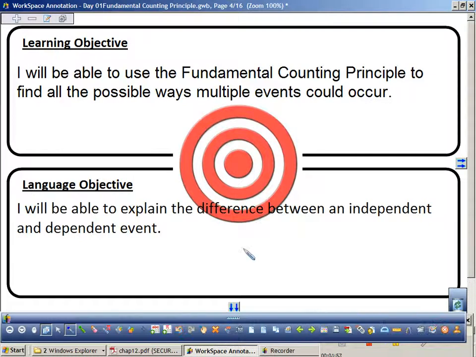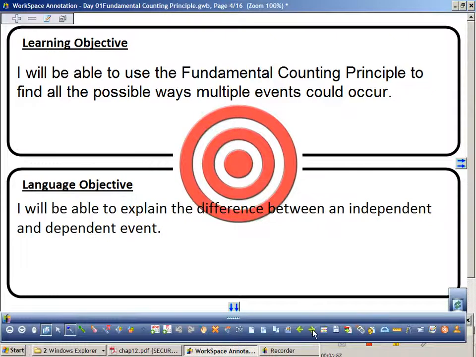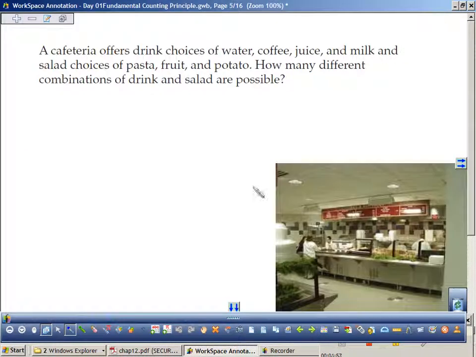So let's continue our talk. I'd like you to be able to use the fundamental counting principle to find all the possible ways multiple events could occur. I'd like you to be able to explain the difference between an independent and a dependent event. And this first lesson should be pretty easy. I'm not too worried about not being there for this one.